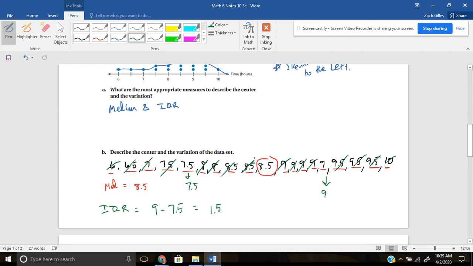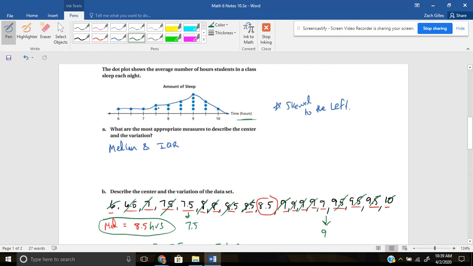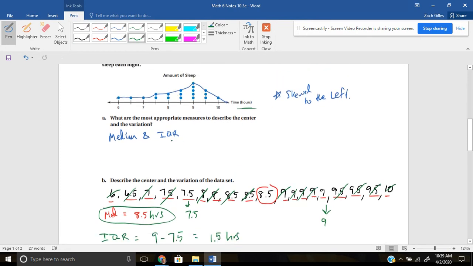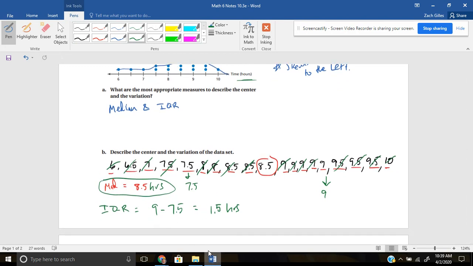And let's not forget about our labels here. We're talking about hours. I'll label that other one too. So the median number of hours is 8.5 hours. It'd be a good way to describe this set of data, the middle point of this data. And the interquartile range is 1.5 hours.